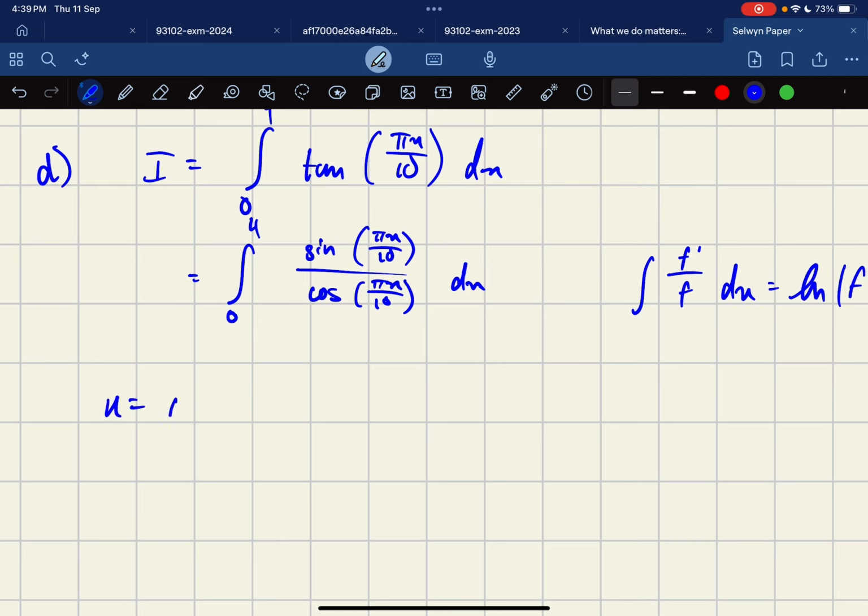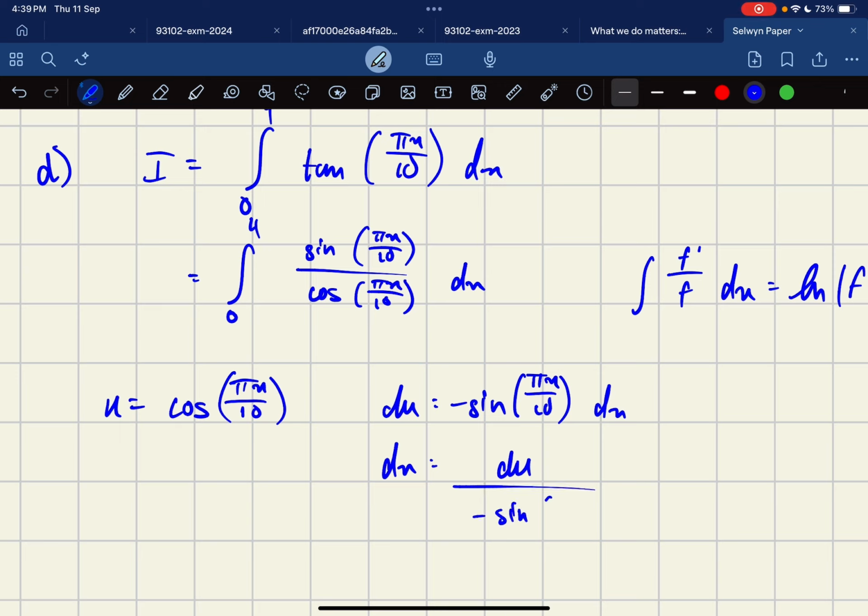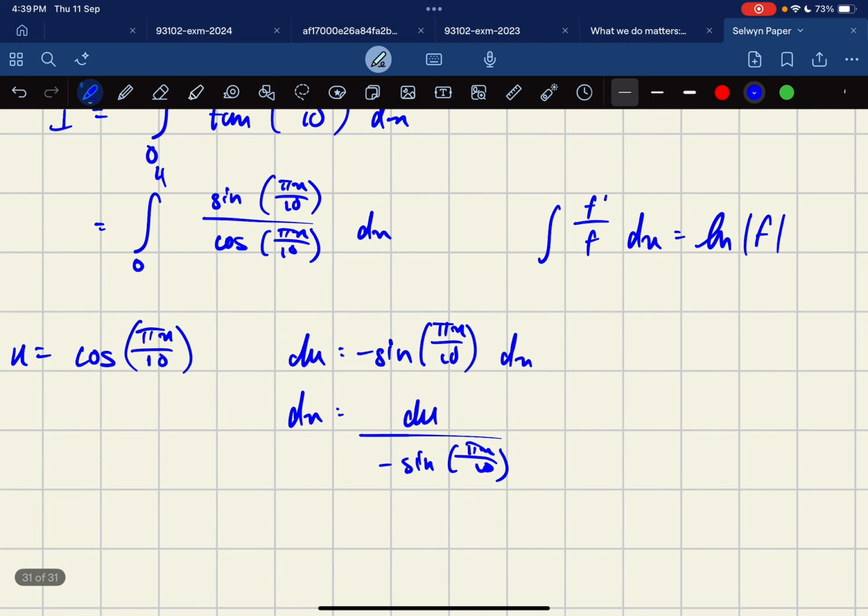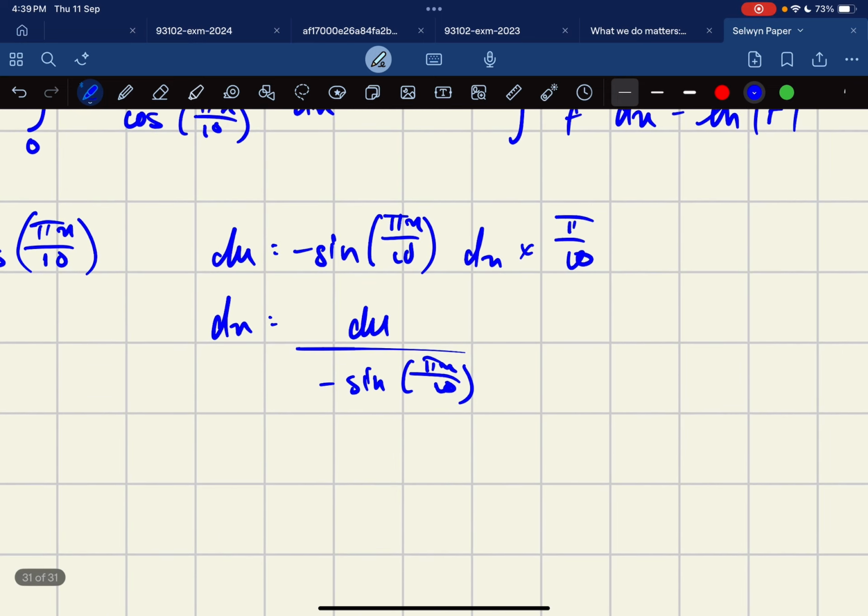So if you let u equal cosine of pi x over 10, then du is equal to negative sine of pi x over 10, and then dx. So then dx rearranges to du over negative sine of pi x over 10. Oh, so I have to multiply this by the derivative of the inside as well, which is pi over 10. This is multiplied by pi over 10 as well.